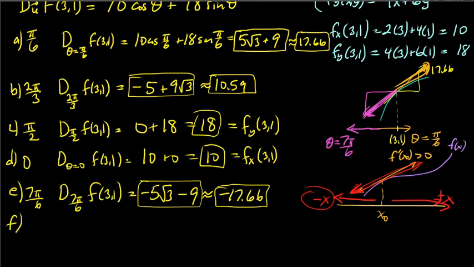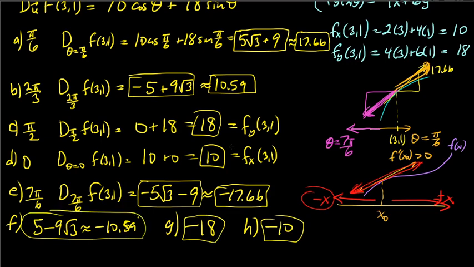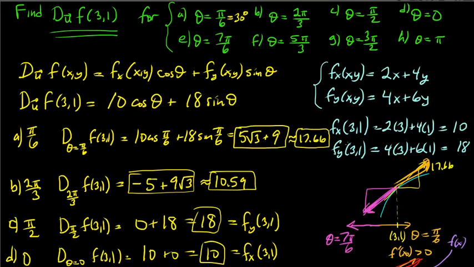For F, you're just going to get the opposite of B. So it's going to be 5 minus 9 square root of 3, which will be about negative 10.59. And for part G, you're going to get the opposite of C. This is C here. You're going to get negative 18. And then for H, you're just going to get negative 10. So you just get the opposite values of going in the positive direction. Make sense?